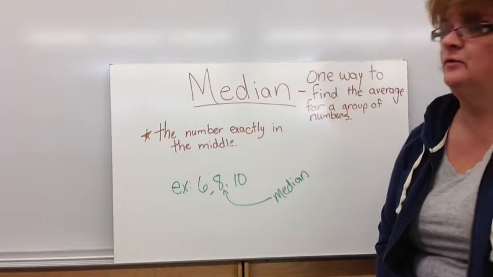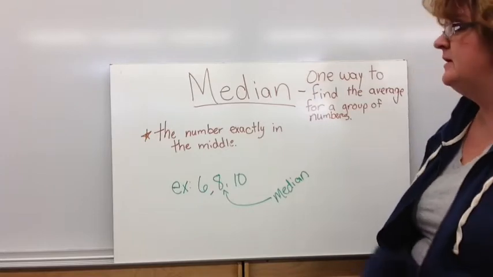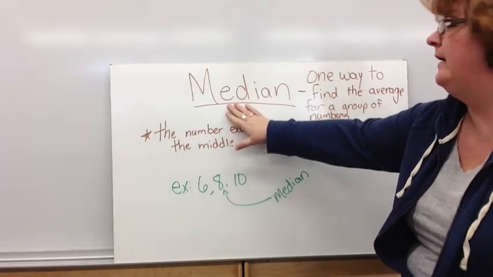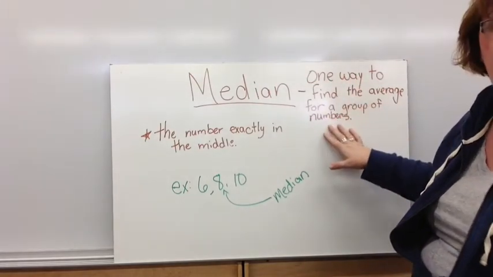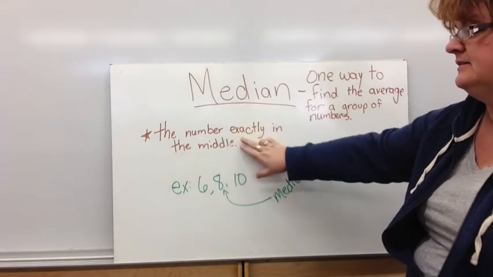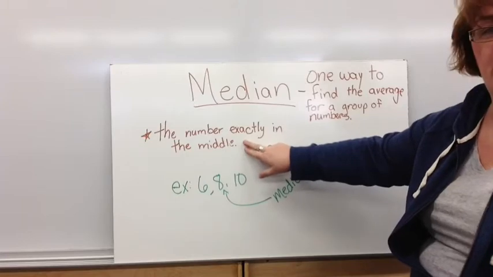How to find it, what it is, and how to use it when you're doing data. Let's take a look at the word first, median. What is median? Well, median is just one way to find the average for a group of numbers that you are given. The median is the number exactly in the middle. Let's take a look at how that works.